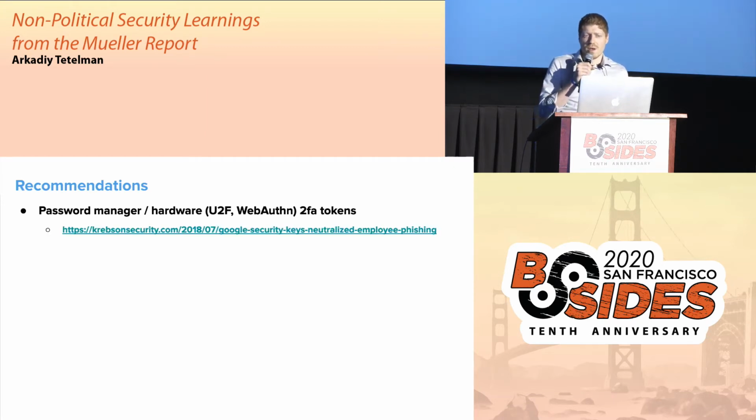So Brian Krebs had this article posted where he looked at Google's rollout of 2FA across their entire fleet of employees. At the time in 2017, it was more than 90,000 people, and their phishing rate fell to 0. They completely eliminated this class of problem because the device won't authenticate to a website that is not the legitimate website.